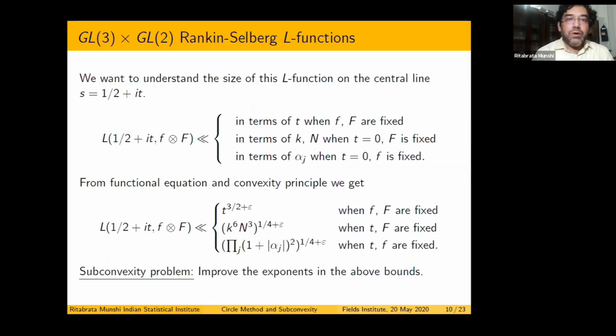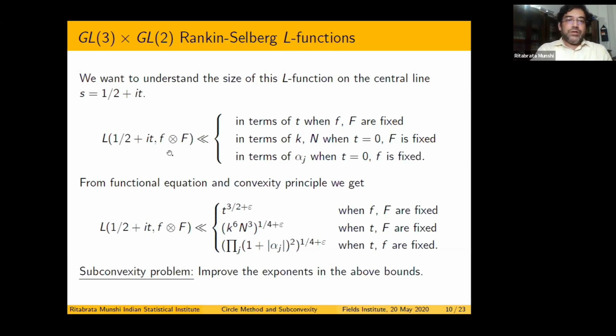All right. So now the main problem, the subconvexity problem, is about understanding the size of these L-functions. As you know, it's enough to understand the size of the L-function on the central line, the line passing through the real part 1/2. So I'm going to take s to be 1/2 plus it now, and I want to look at this L-value and see how large it is as t varies, or when the spectral parameters of capital F vary.